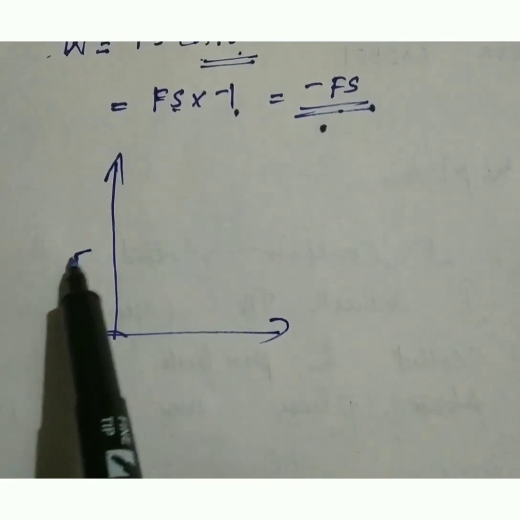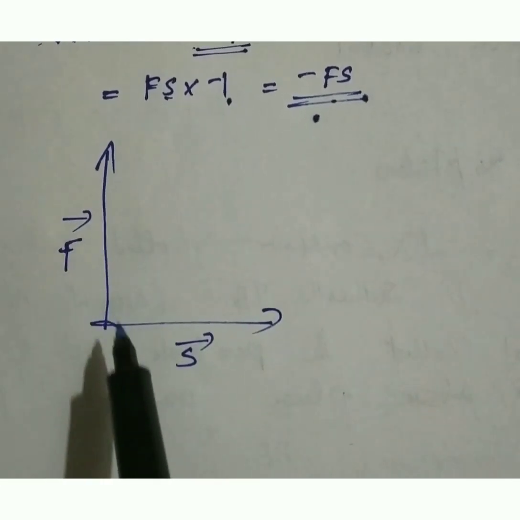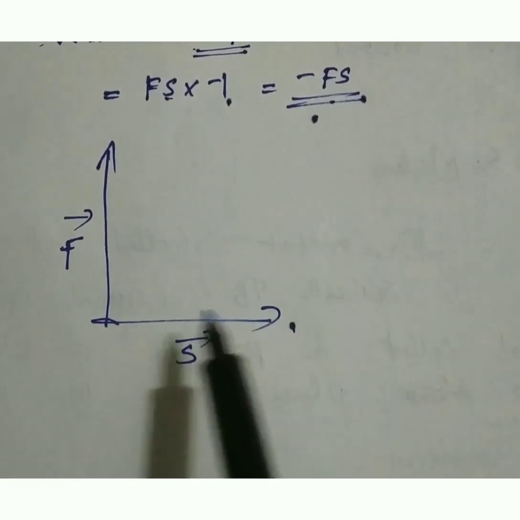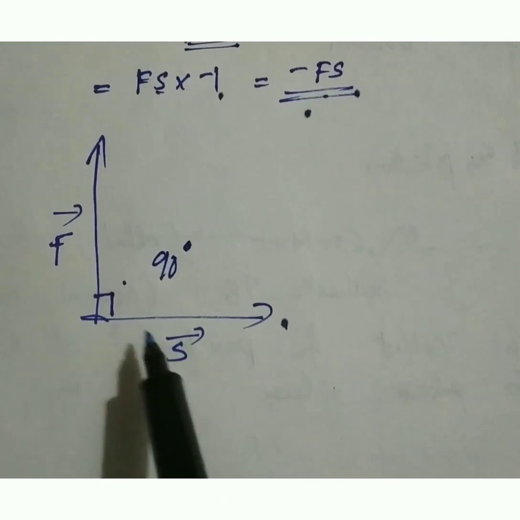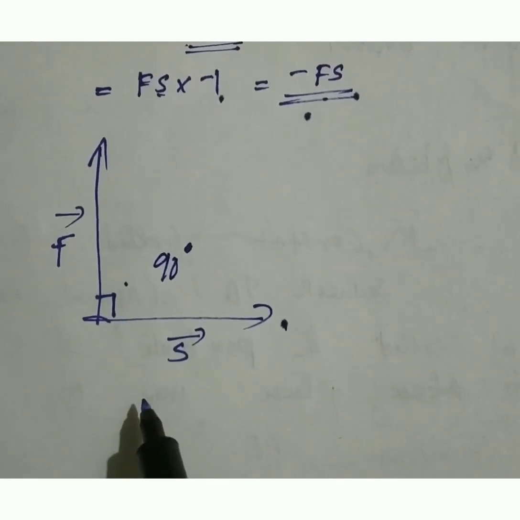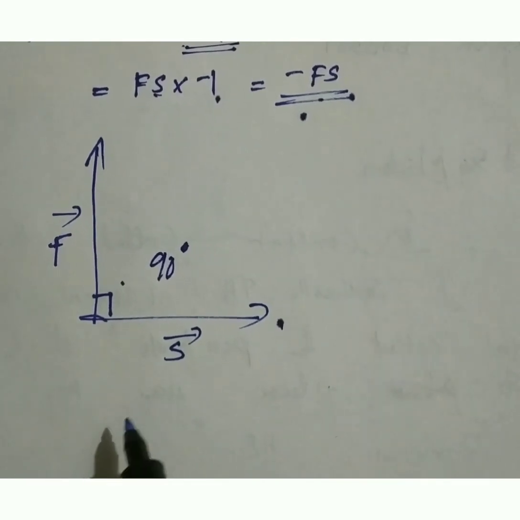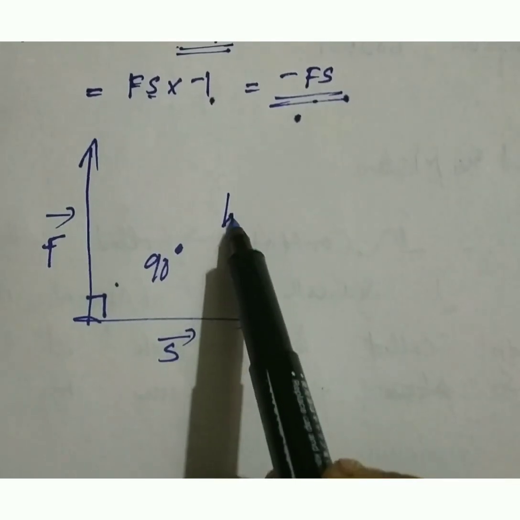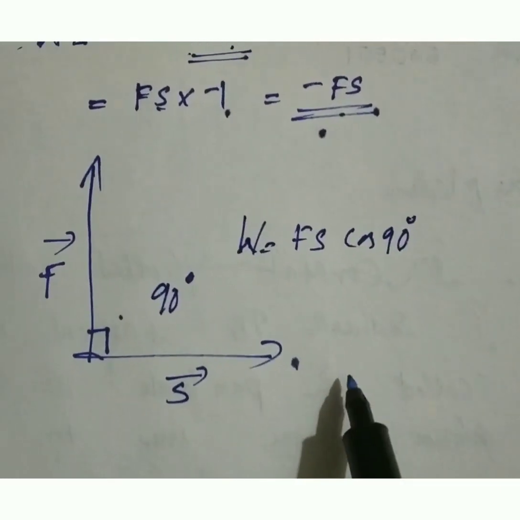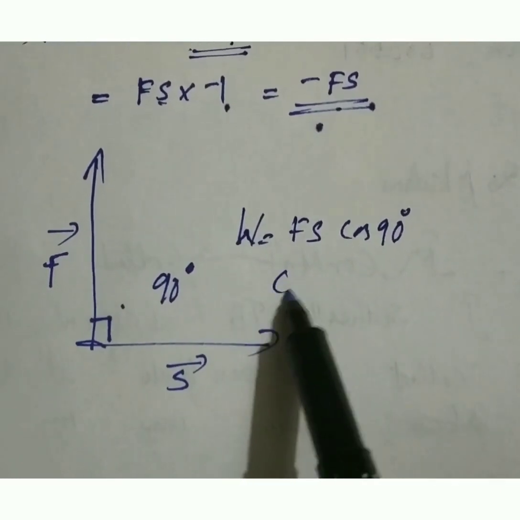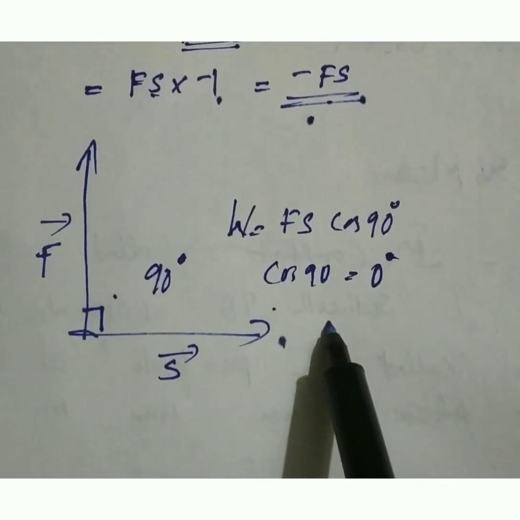Okay. Now, when the force and displacement are perpendicular to each other, so if force is acting in the upward direction and displacement is in the horizontal direction, then the angle between them is 90 degree. Isn't it? Here, you already studied in the case of circular motion, force is acting towards the center and displacement is along the tangent. So the angle between force and displacement is 90 degree. So we can write W is equal to Fs cos 90. In trigonometry, cos 90 is equal to 0.